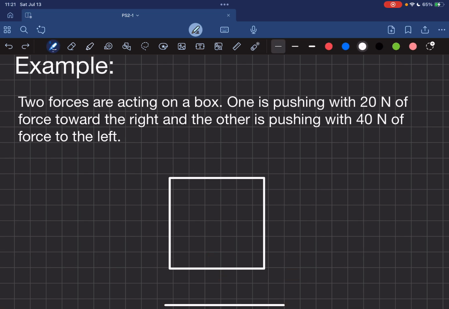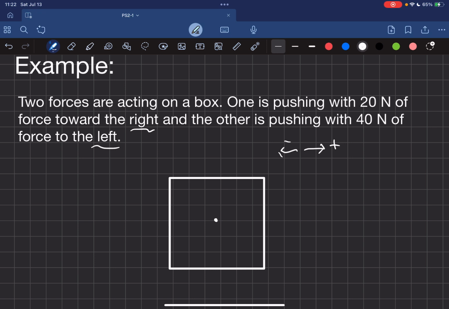All right, let's apply this example to a box. So we have two forces acting on the box. One force is pushing with 20 newtons of force towards the right, and the other is pushing with 40 newtons towards the left. We're not going to need it, but it's always good practice. We're going to call going to the right as positive. So therefore, going to the left is negative. It's not going to be relevant for this problem because we're just representing the forces with a free body diagram, but it's always good practice to start there.